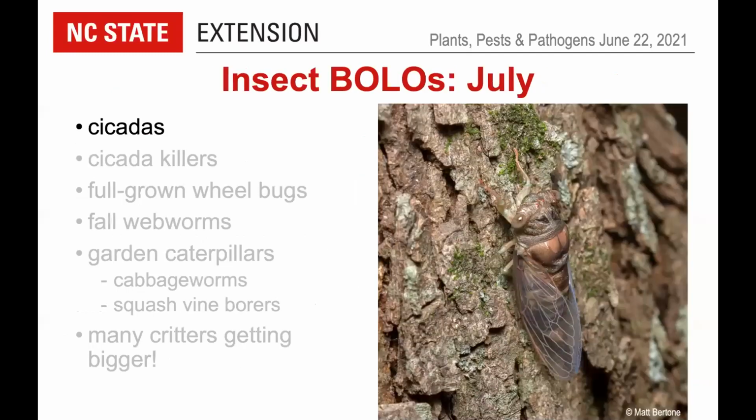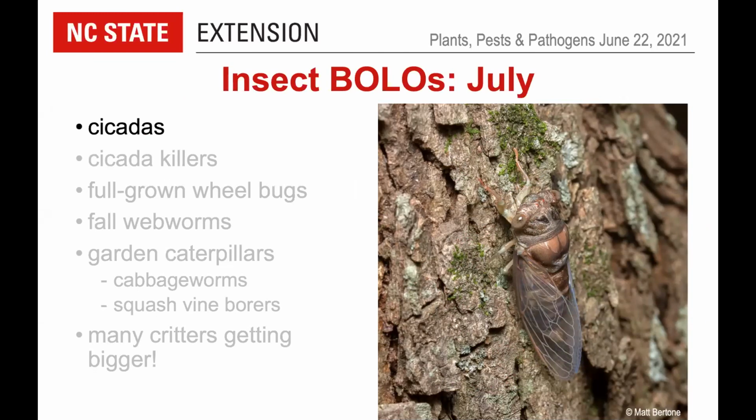Okay, so some BOLOs for July. We're getting into the summer. I can't believe yesterday was the beginning of summer. It just blows my mind that we're there already. So July, cicadas, now not the periodical cicadas that everybody's been talking about, but the annual cicadas. They come out later in the year, also called dog day cicadas because of the dog days of summer.